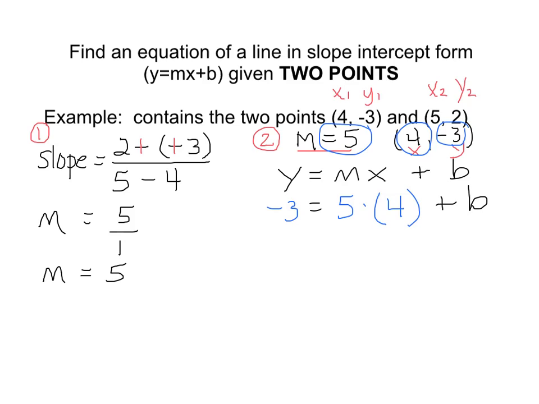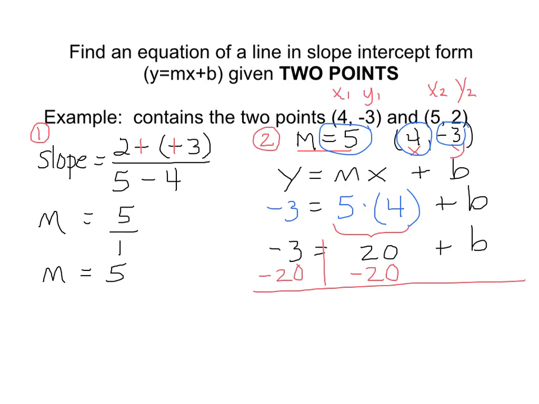And now to find our b value, we start by taking our 5 times 4, giving us a result of 20, filling in the rest. That's -3 equals 20 plus b. And now we want to isolate the b, and we'll do that by moving the 20 to the left side, adding its opposite, a -20 to both sides, keeping it balanced. On the left side of the equation we get a -23. On the right side, the 20's add to 0, go away, we're left with b.